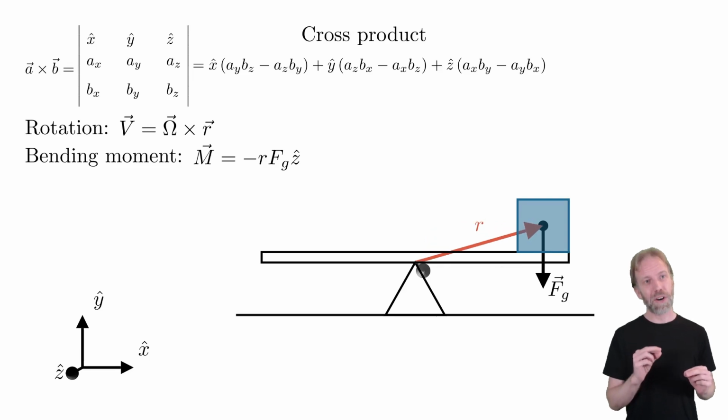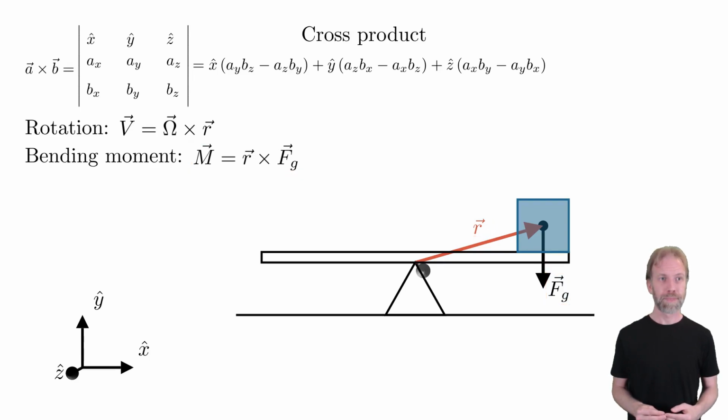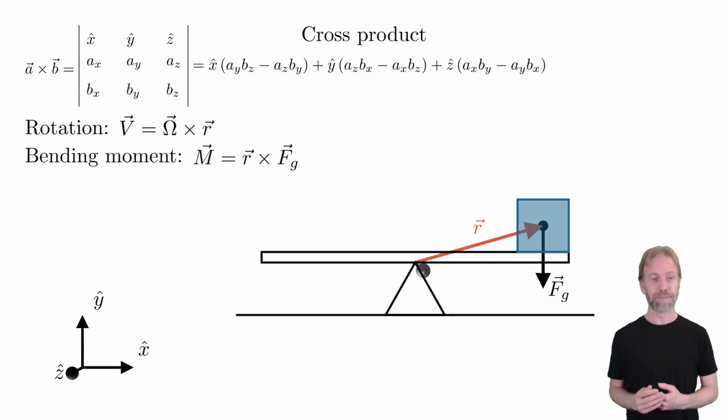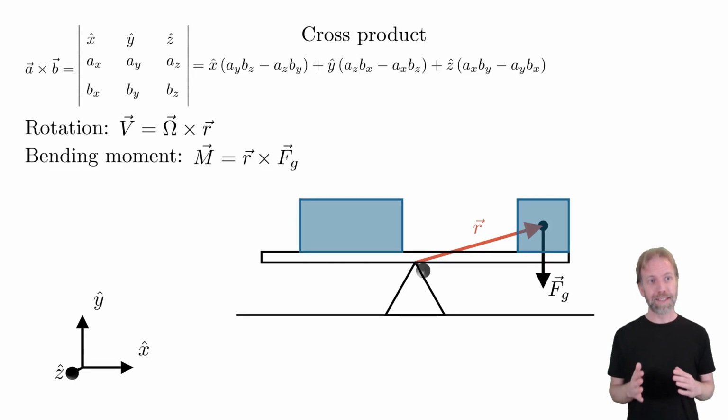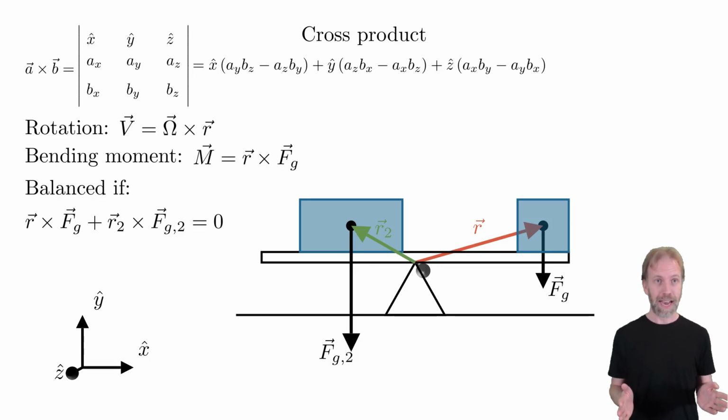First, change the vector r to start from the center of rotation. We can now change the equation for the bending moment to be the cross product between r and the force Fg. We no longer need the minus sign as the cross product handles the sign for us. To illustrate how we can use the cross product more, add in a second weight at a different distance r2. If the combined bending moment of both objects is 0, the plate is balanced. Otherwise it will rotate.